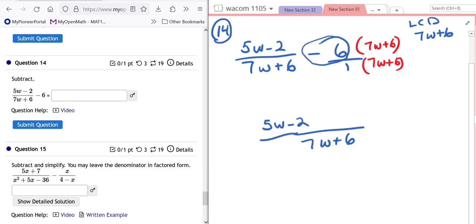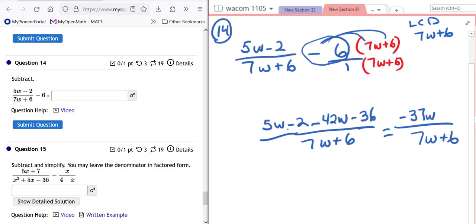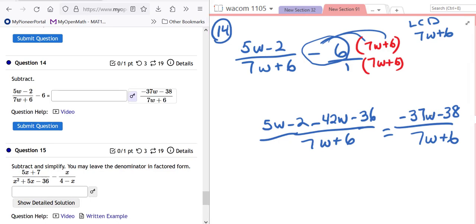Watch out here, you have a negative in there. Take it with your 6. So we have a negative 42w and a minus 36. We will put like terms together. So 5 minus 42 gives us a negative 37w and a minus 38. Right? You could factor out the negative 1. That's about it. And so this is not going to reduce. Let's just look at the answer. So we're good there.